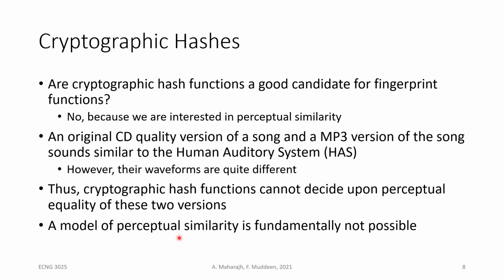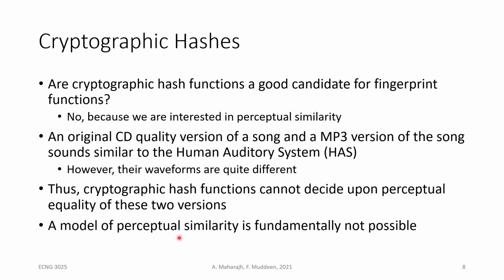Now, cryptographic hash functions are not really a good candidate for fingerprint functions, mainly because cryptographic hash functions are trying to match the textual similarities one-to-one. And fingerprint functions can have perceptual irrelevancies and perceptual differences, which means, okay, perhaps the song that is being sampled is played 1.25 times the original speed, or maybe it's being mixed with a different beat or something like that. So because it's trying to do a direct match, cryptographic hash functions aren't a good candidate for fingerprint functions.